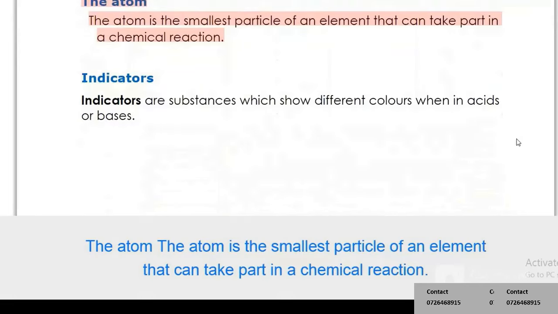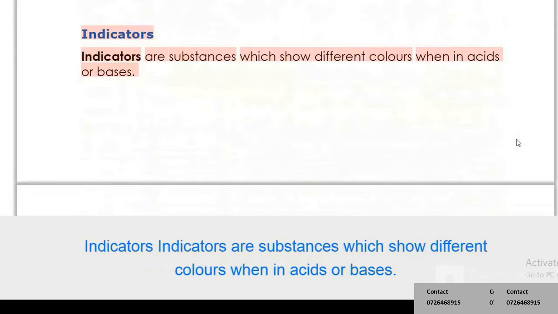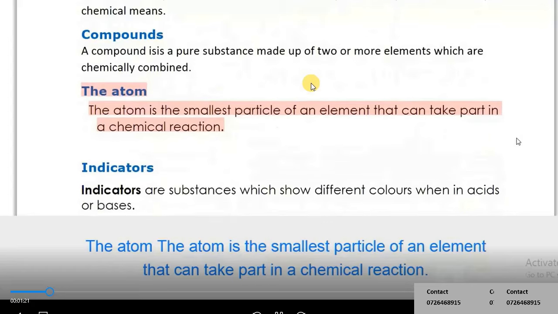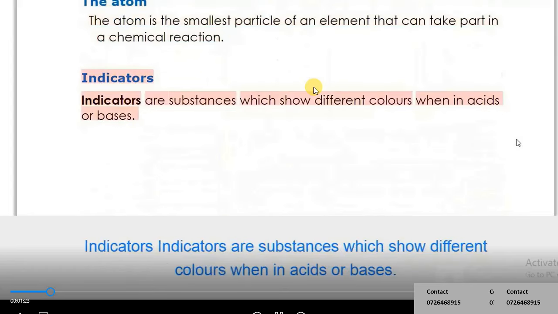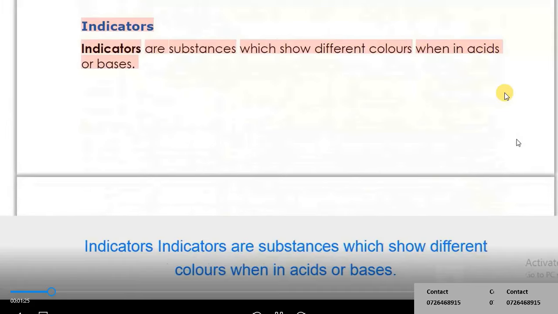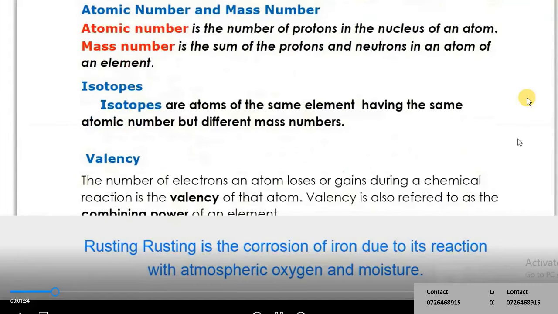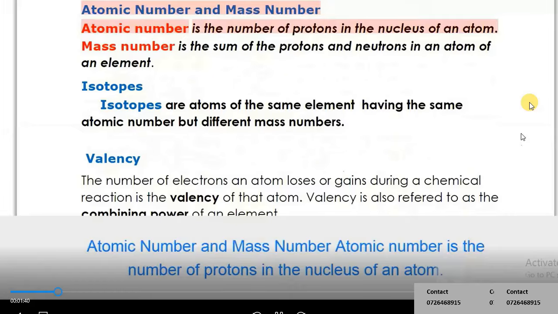An atom is the smallest particle of an element that can take part in a chemical reaction. An indicator is a substance which shows different colors in acidic solution or basic solution. Rusting is the corrosion of iron due to its reaction with atmospheric oxygen and moisture.